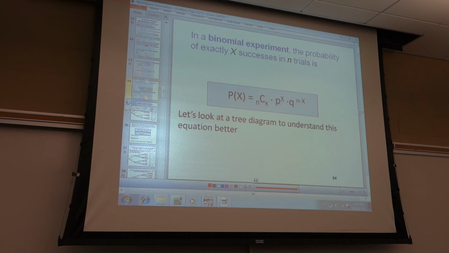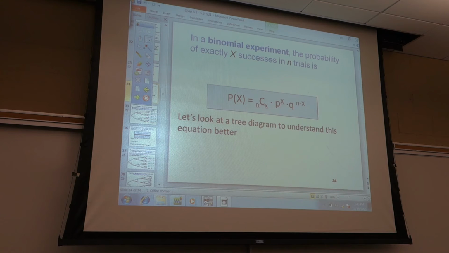Now you all know I hate to have you memorize formulas, so let's look at a tree diagram to understand this formula and know where it comes from. Everybody have it written down? If you don't have it written down, take a picture of it. Copy off your neighbor. Wait in 5, 4, 3, 2, 1.